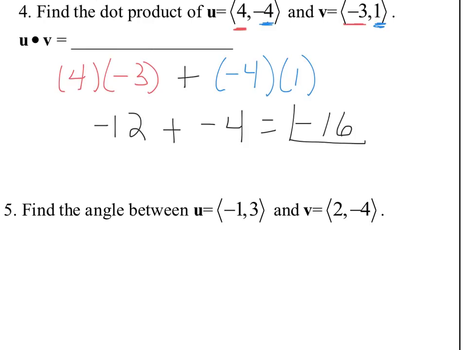So our dot product should always be a single number by itself. The dot product is always a single number.